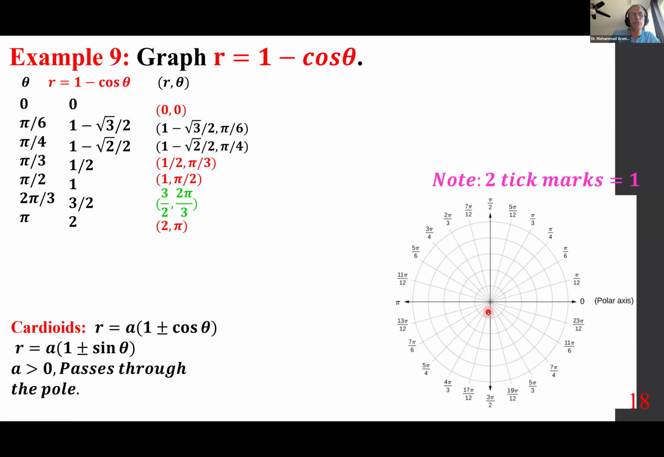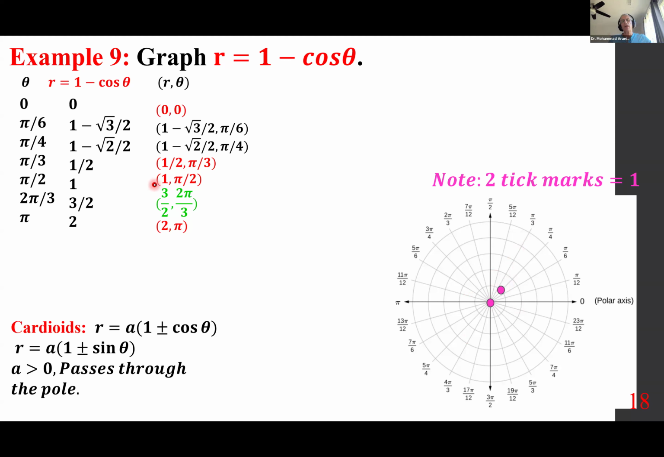So I'm not going to go, for example, 1 minus square root of 3 over 2. Square root of 3 is about 1.7 divided by 2, and so forth. So let's go with the easy one. So 0, 0, 1/2, pi over 3. So first locate pi over 3. And we said 2 tick marks is 1. So 1/2 is 1 tick mark. Okay, 1 tick mark, that means the first circle, everybody. So this is 0, 0. This is 1/2, so pi over 3.